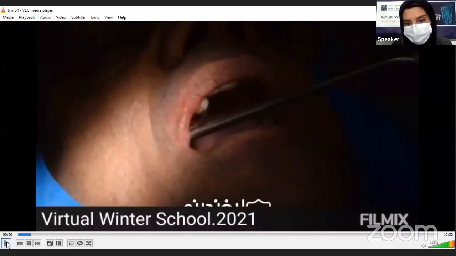Implantation in the posterior of the maxilla. Fresh socket in the posterior zone.